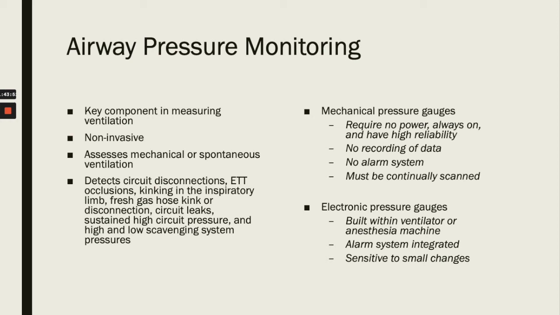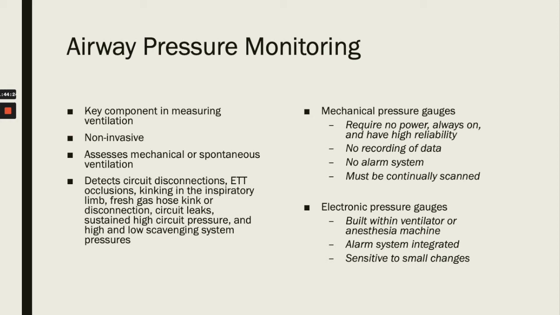Mechanical pressure gauges. A lot of the old anesthesia machines probably did have mechanical pressure gauges. Some of your newer machines may have them, but most of them are probably electronic or digital now. So these require no power. They're always on, and they have a high reliability because they're mechanical. But the downside of that is that they don't record data. There's no alarm system, and you must continually scan them. So you must watch them all the time because there's no alarm that'll alert you that something is wrong.